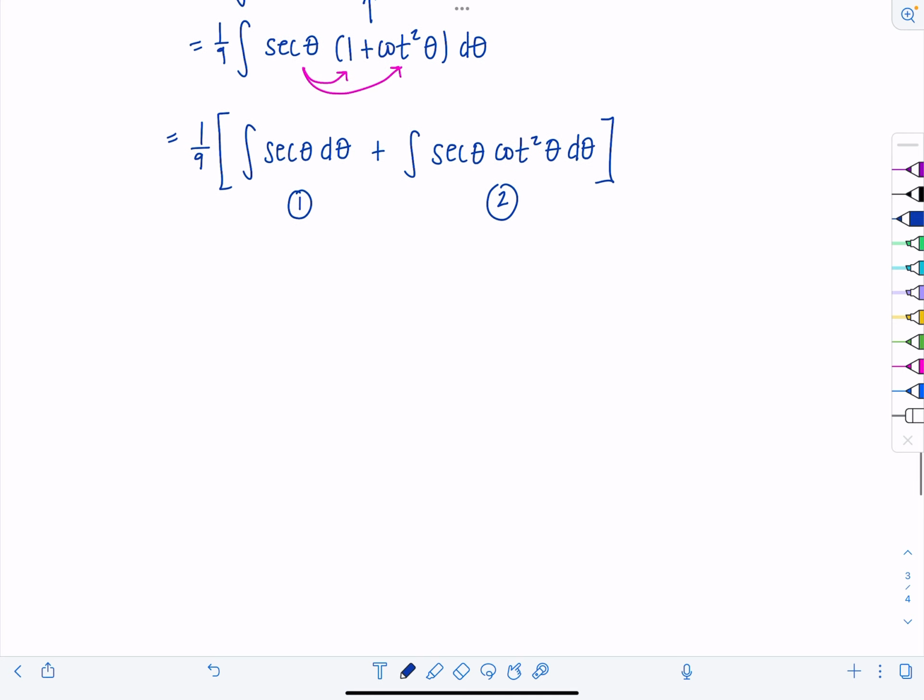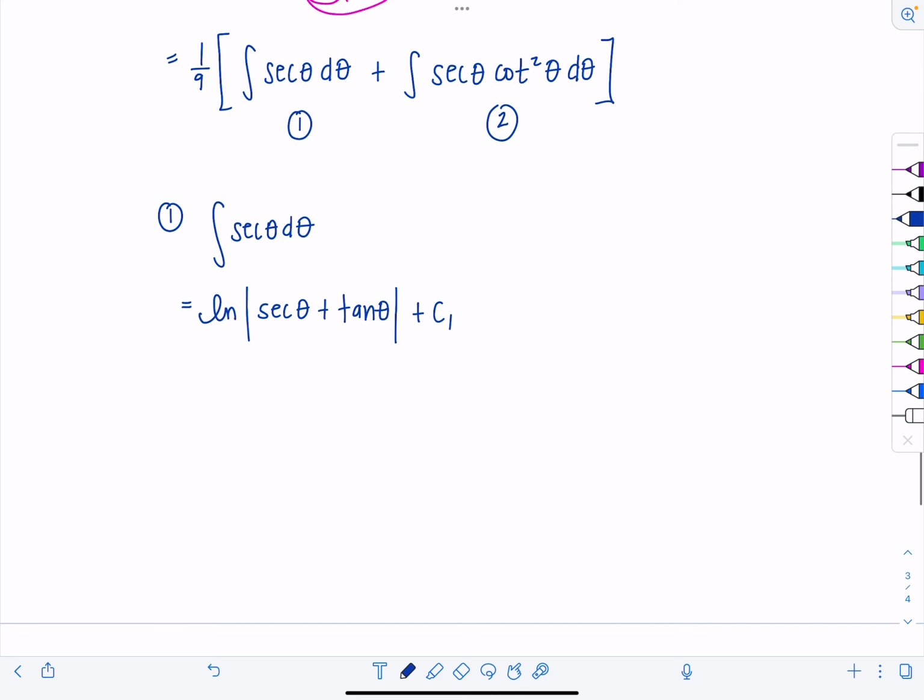Integral number 1. Antiderivative of secant theta d theta. What is it? Oh, this one you should just memorize. Yes, it's ln, absolute value, secant theta plus tan theta, plus, I'm going to say c1. Okay, we've got a constant there. Now for the spicy part, integral number 2. We've got secant theta, cotangent squared theta, d theta.